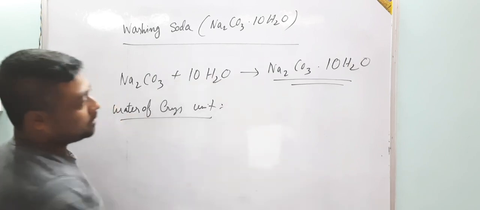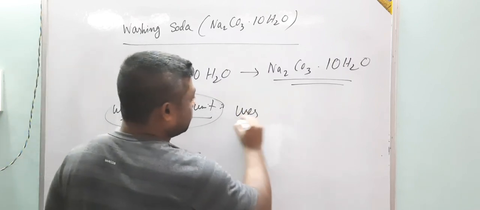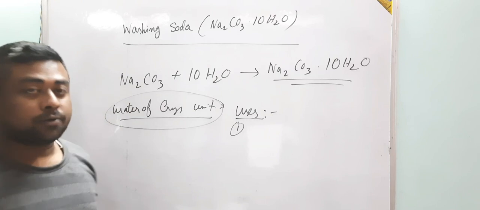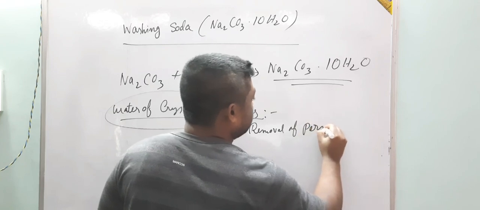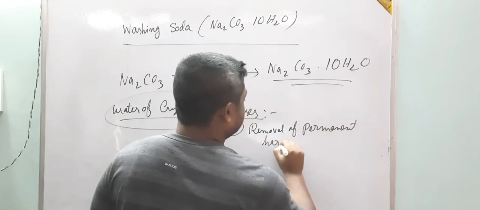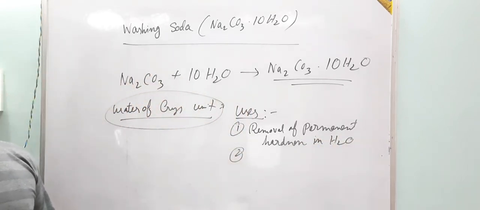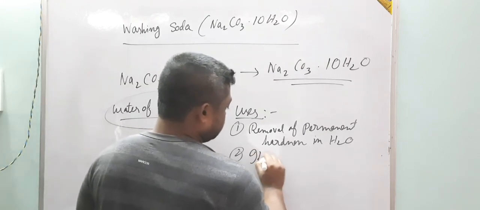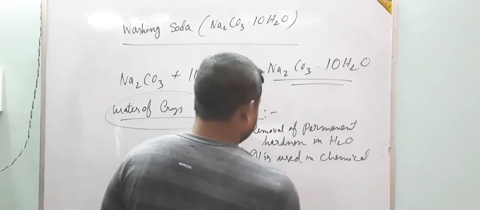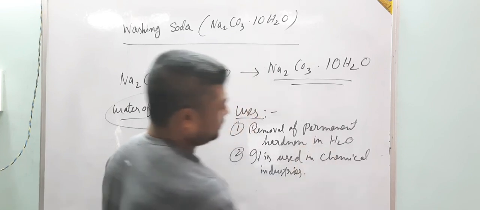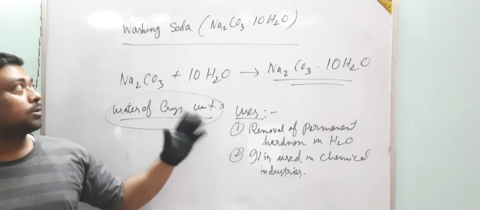In the next topic, we are going to learn about water of crystallization. For time, I am skipping this. So we are going to the uses of washing soda. You know that it is used for removal of permanent hardness in water. Number two, it is used in chemical industries for production of different chemical compounds. And a few uses are given in the book, you just go through them. And that's all about washing soda.